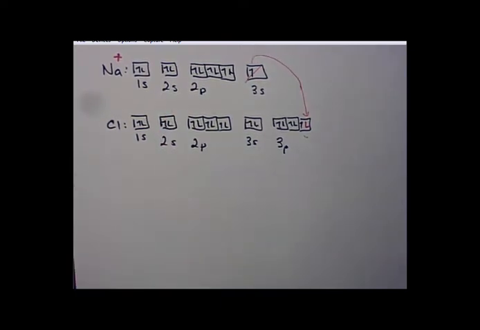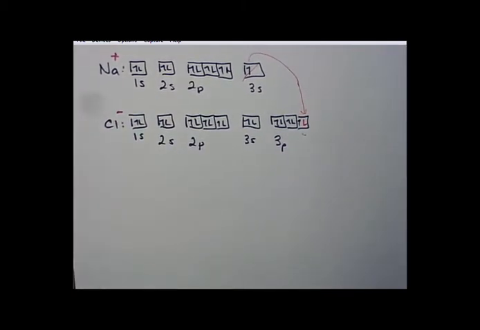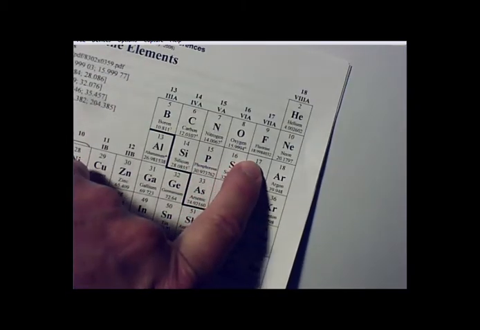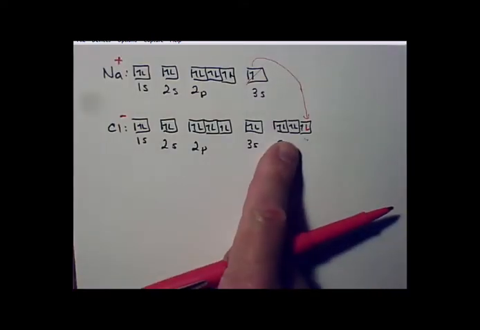If I lose 2 electrons, what does the charge become? 2 plus. If I lose 3 electrons, what does the charge become? 3 plus. If I gain an electron, as chlorine did here, what charge does it have? A negative 1. Okay? So chlorine has 17 protons and 17 electrons. Now it has 18 electrons.